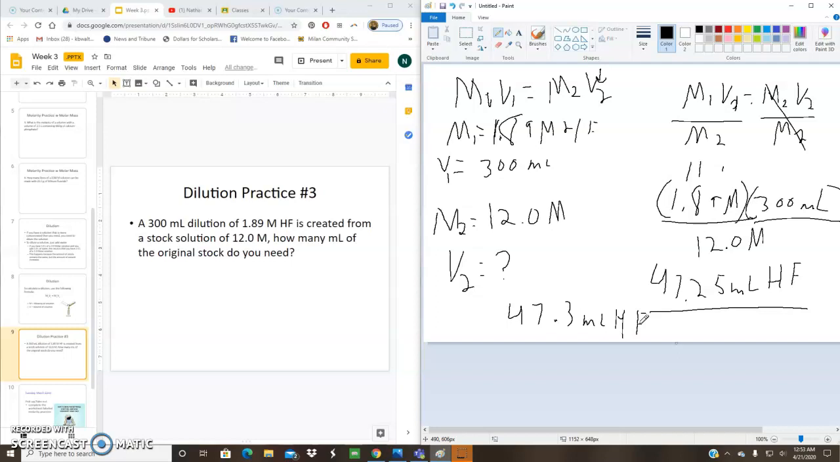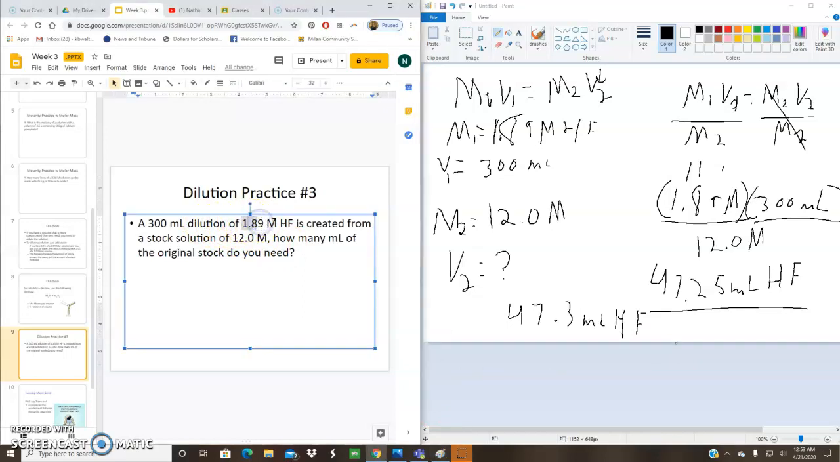Just see what two numbers, because it's always going to be at least two numbers that are connected, meaning that it's saying 300 milliliters dilution of 1.87 molar HF. So because it's of that, these two numbers are connected. So they're going to be on the same side. Doesn't matter which side, just matters that it's a side.